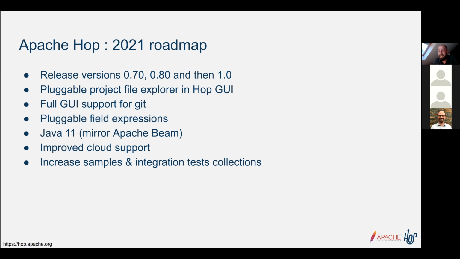Java 11 is another important one. We're still at Java 8 mainly because we have a dependency on the Apache Beam plugin, and as soon as Beam moves to Java 11, we'll follow. We have done some checks, and the switch to Java 11 shouldn't be huge. We'll work on more cloud integration. And we'll increase the number of samples and integration tests that we have. We have quite a number of integration tests by now. The number of samples is growing, and we want to be feature complete there before we go to 1.0.